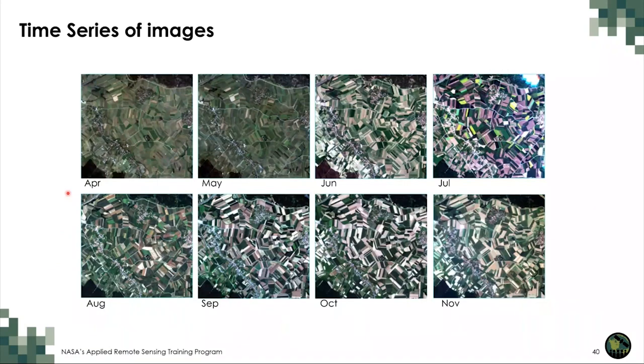Okay, let's move to time series of images. Here you can see the development of agricultural fields from April to November. If I show you this, you would immediately be able to recognize the development. You would say probably immediately that nothing is happening in April and May. But then things start to develop in June and July when certain fields are completely differently colored, so different crops are growing. And then in August and September, we have harvesting, and we are seeing a lot of bare soil.